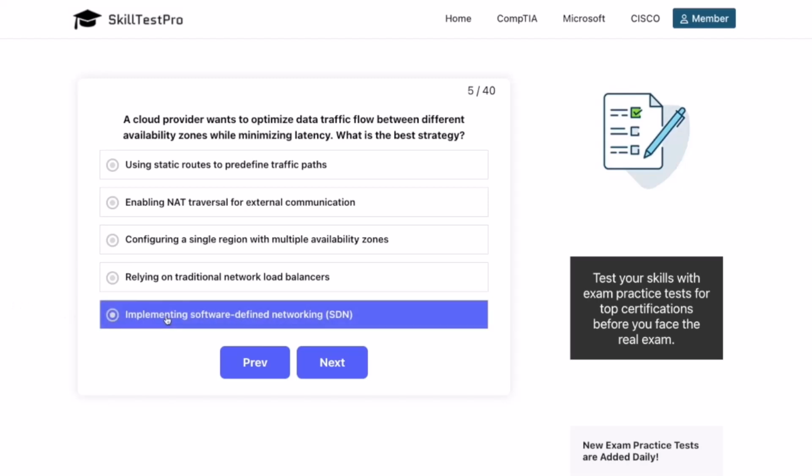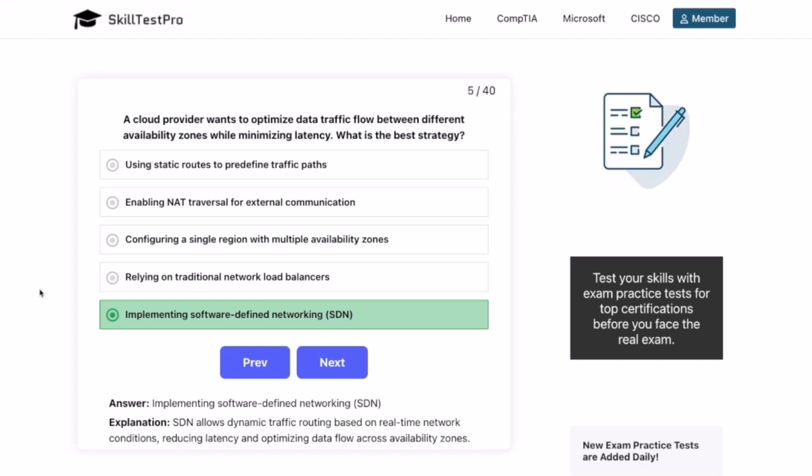You would be correct if you chose implementing software-defined networking. SDN allows dynamic traffic routing based on real-time network conditions, reducing latency and optimizing data flow across availability zones.